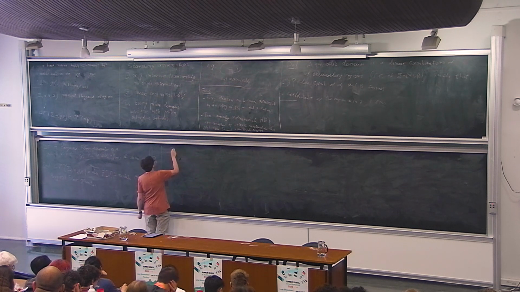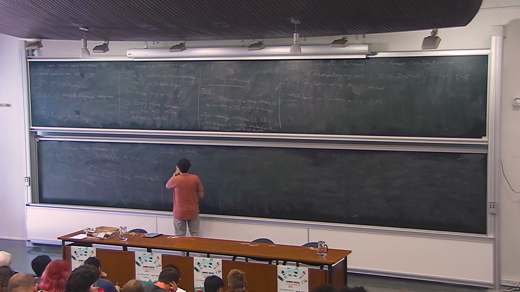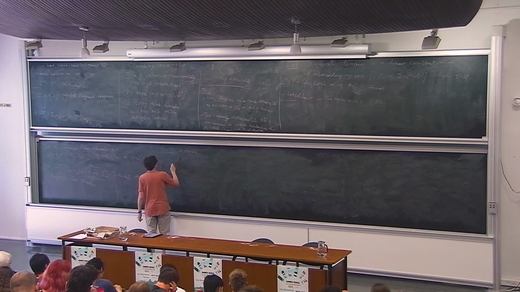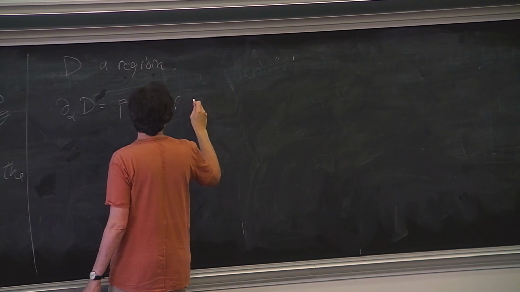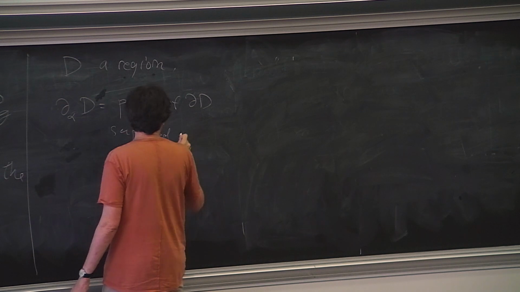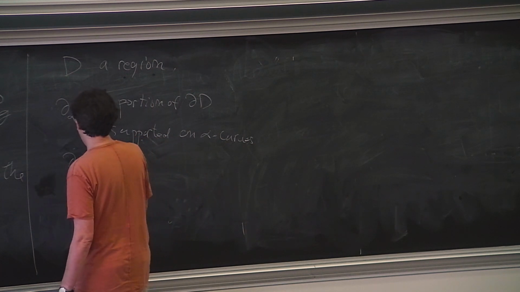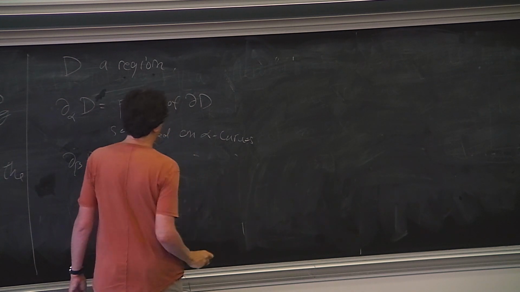Let's take a region. So this is a linear combination of elementary regions. Then you can define the boundary alpha of D, which is the portion of the boundary of D supported on alpha curves, and boundary beta of D, the same thing but on beta curves.